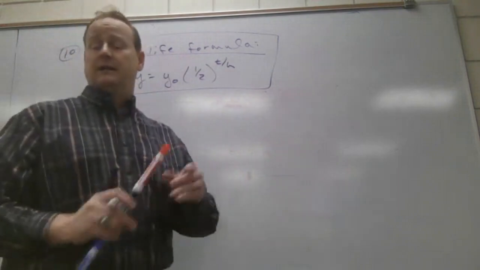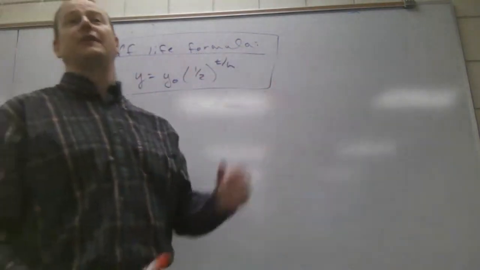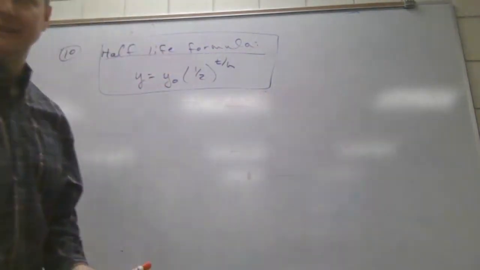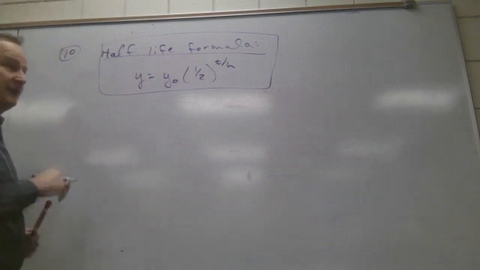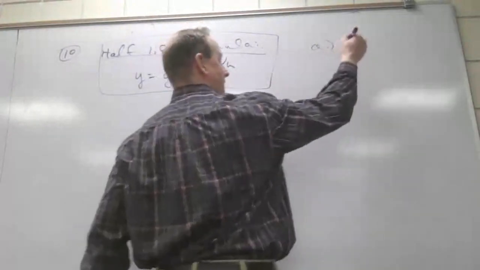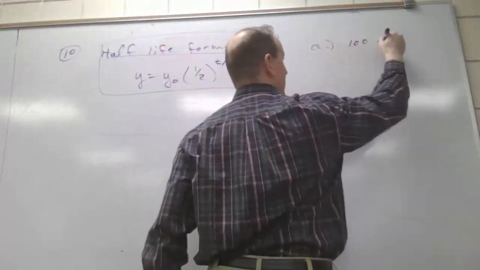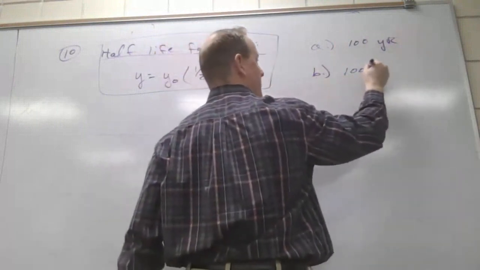Okay, so for example, if you had 100 grams today, it would take 1,690 years before you have how many grams left? 50, half. Okay, so that's a half-life. So for both these questions, we don't know how much we have now. Doesn't matter. But we want to know what percent is here after 100 years and what percent after 1,000 years.